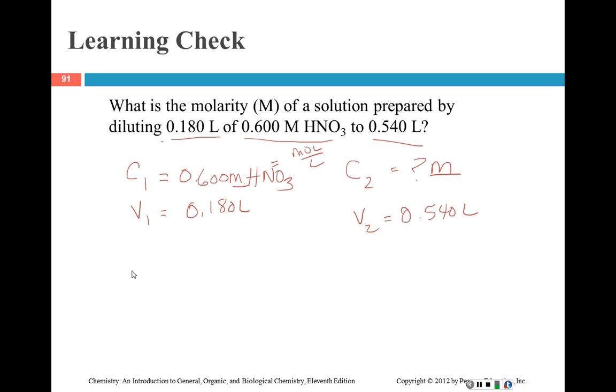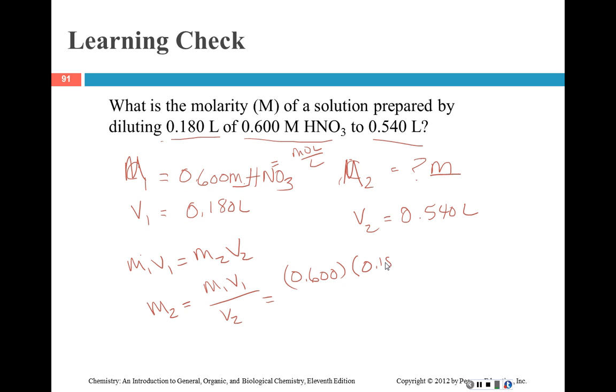This time I'm looking for, and instead of C, you can say M so you remember you're looking for molarity, M1V1 equals M2V2. So M2 equals M1V1 over V2 equals, you see why I go ahead and take inventory first so I know what I'm doing, 0.600 times 0.180 divided by 0.540. The liters cancel, so that leaves me with molarity. Then I just do my math: 0.600 times 0.18 is 0.108, divided by 0.540, and I got 0.200.